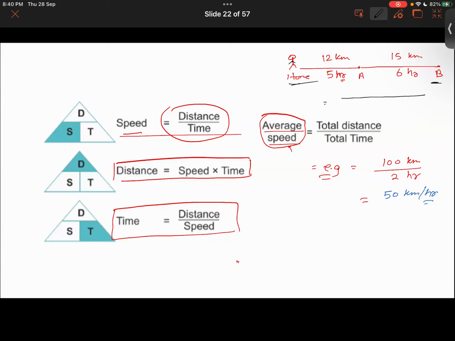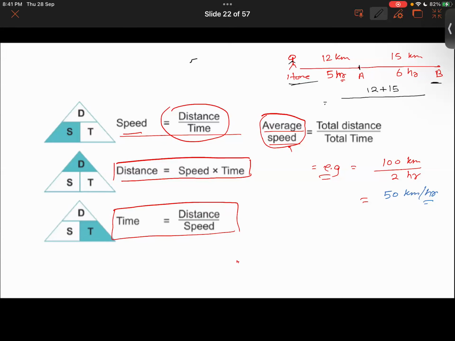Sir, it's 11 divided by 27, right? Total distance I'm asking about. I mean 27 divided by 11. It would be 12 plus 15. Getting it, Sundus? Yes. That is the total distance.